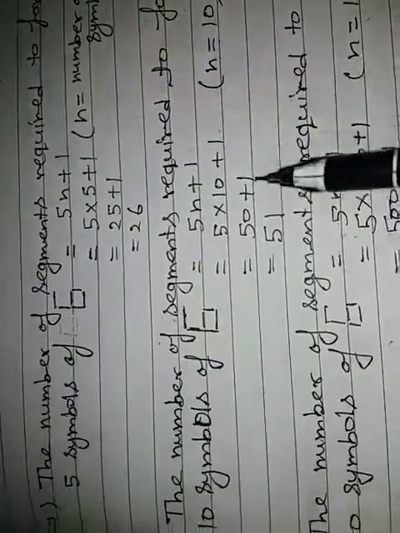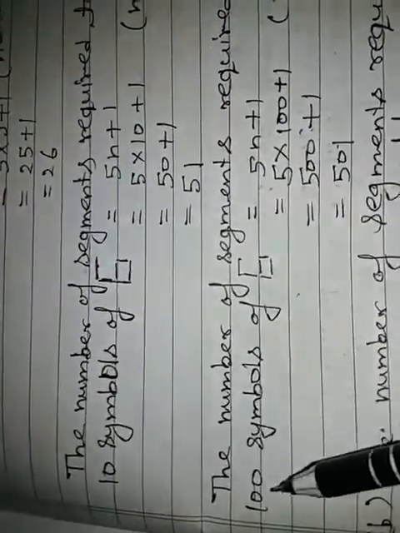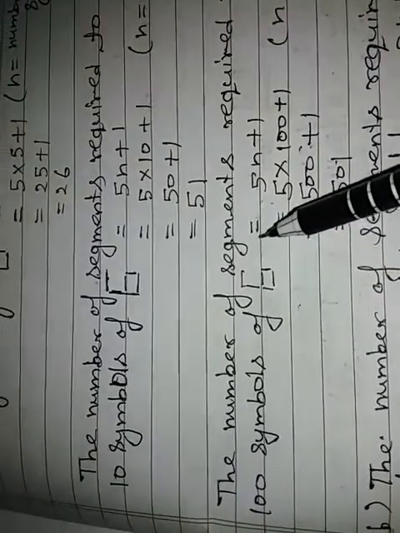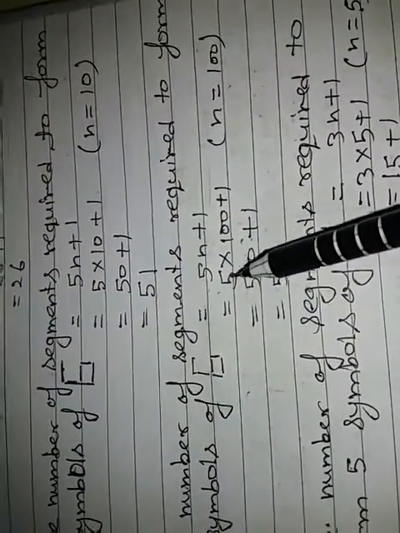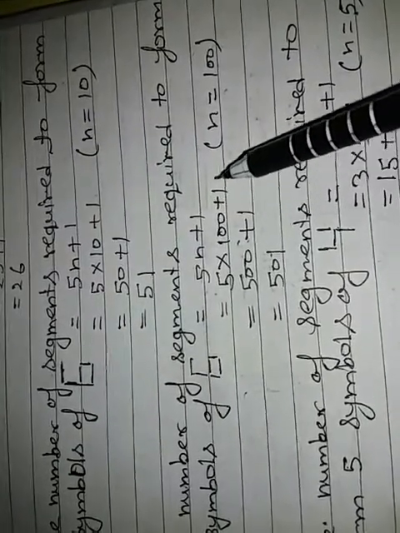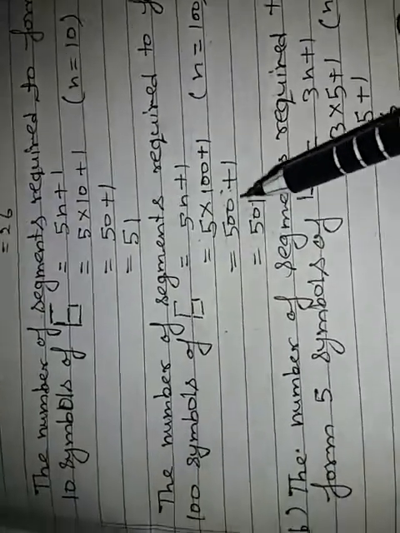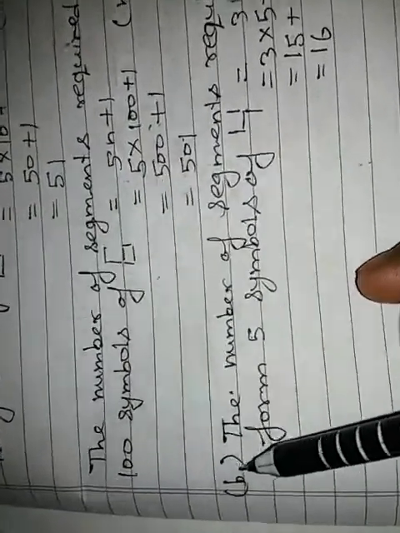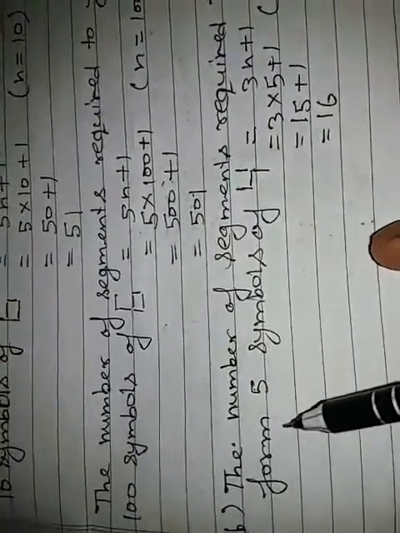equal to 51. Similarly, the number of segments required to form 100 symbols of 6 is 5n plus 1. Here n is equal to 100. So 5 into 100, writing 100 in place of n, plus 1. 5 hundreds are 500, plus 1 is equal to 501.